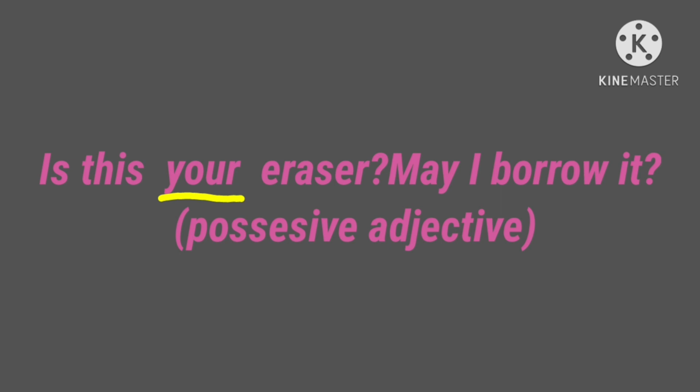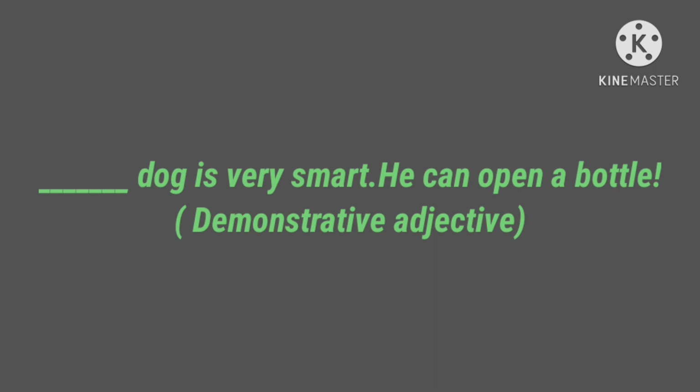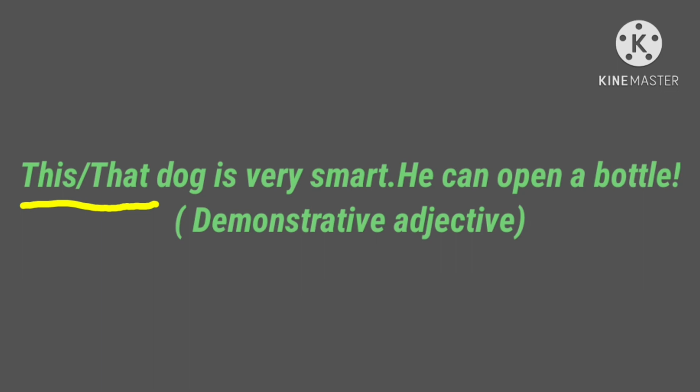Next one. Blank dog is very smart. He can open a bottle. Fill in the blank with the demonstrative adjective. What are the demonstrative adjectives we have? This, that, these, those. So, dog is singular, so we want to use this or that.